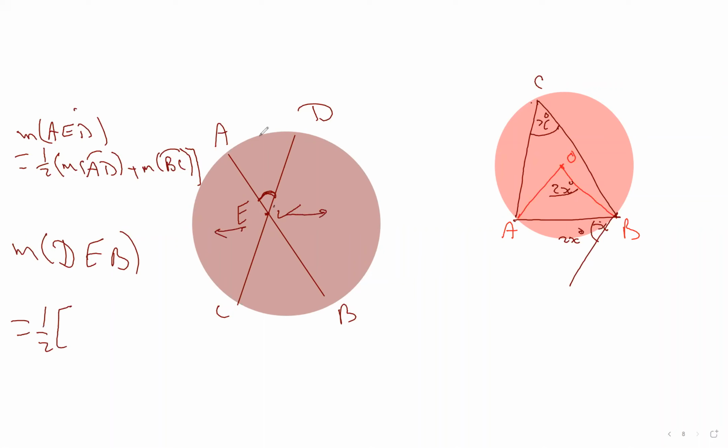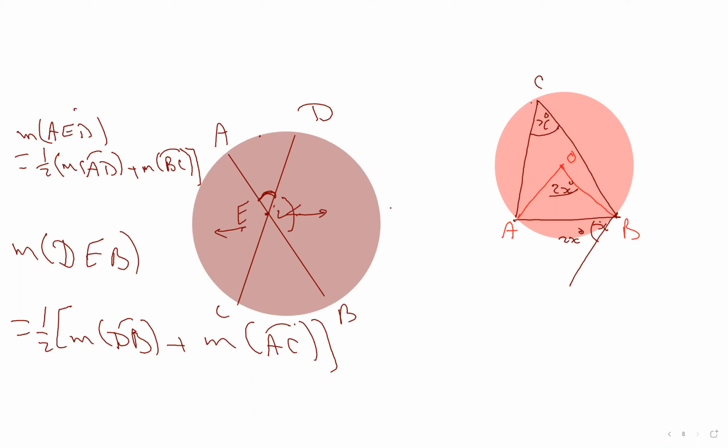These were the opposite arcs AD and CB, half the sum of the measures of them. Here the angle is half the sum of the measures of the opposite arcs, which is half DB plus half AC. That means half the measure of arc DB plus the measure of arc AC.